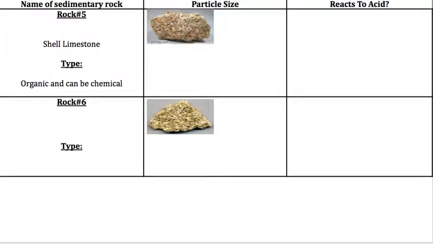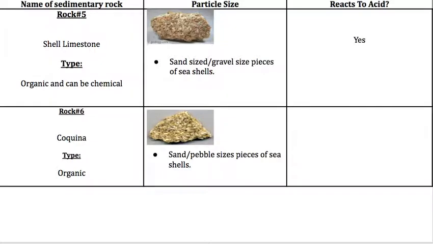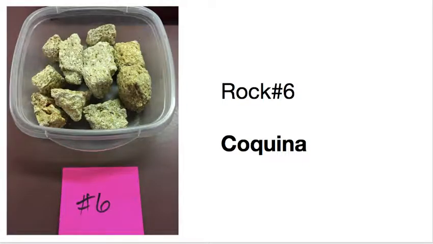So, rock number 5 is shell limestone. It is organic in this case, but it also can be chemical, okay? It can be chemical if it forms from evaporation, leaving sediments after the water evaporates out, or falls out of the water, precipitates out of the water. So, shell limestone is sand-sized, gravel-sized pieces of seashell, and yes, it did react to acid. Rock number 6 is coquina. It is strictly organic. It also had a reaction to acid, and it had sand, pebble-sized pieces of seashells. Okay, so make sure you copy this down into your notebook and you have this information correct. Again, rock number 5 is shell limestone, 6 is coquina.